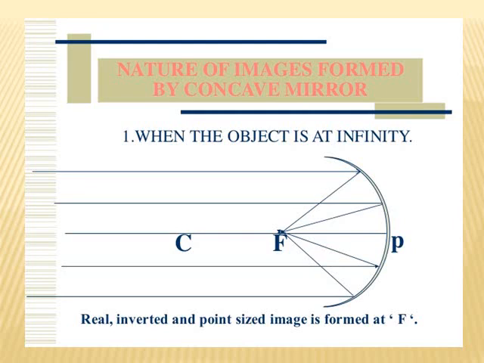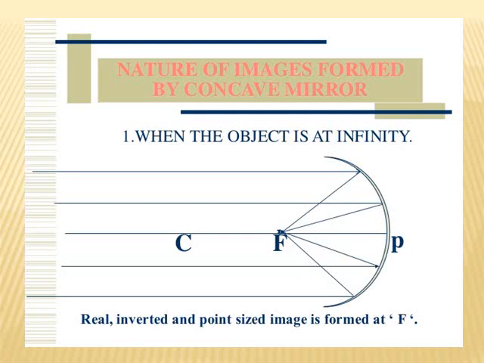And it is real. We have already seen what a real image is: if the image is formed on the left side itself, on the reflecting surface side, then it is real. Then it is inverted and point size. So these are the nature of the image. So this diagram represents the image formation for an object which is kept at infinity.